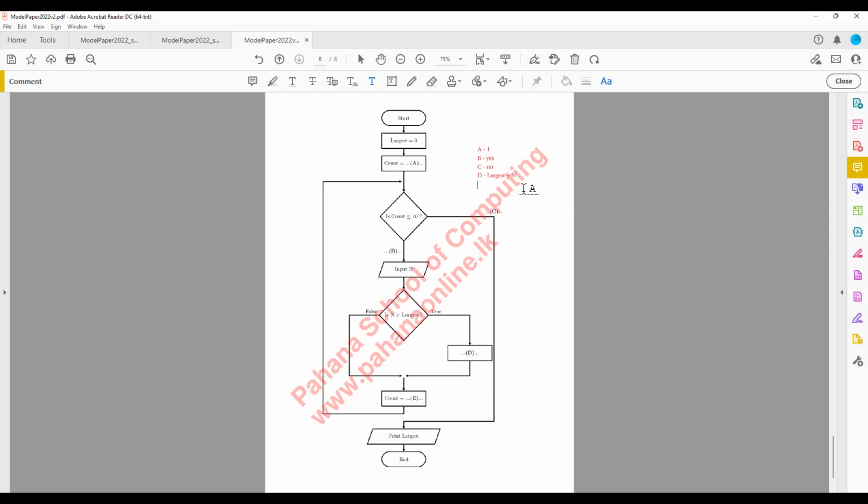Right? E: count plus 1. Yes, it should be count plus 1.